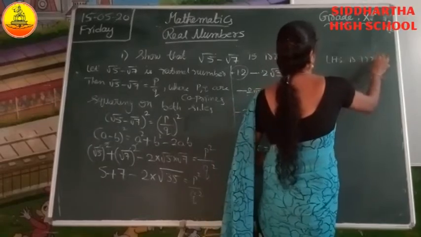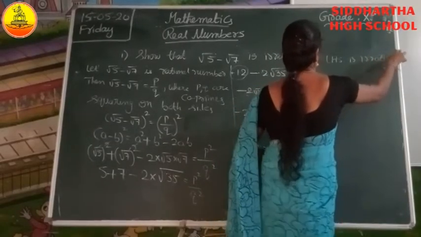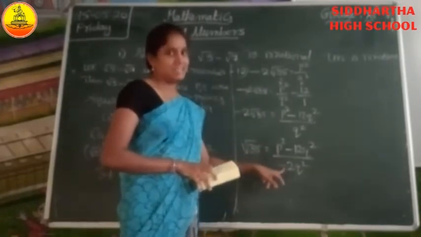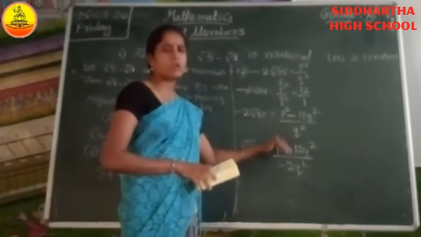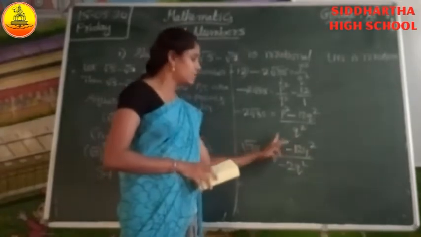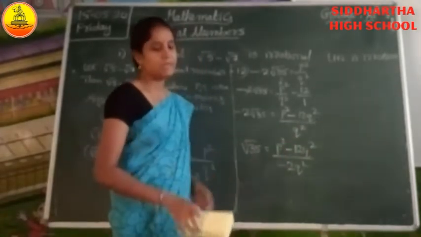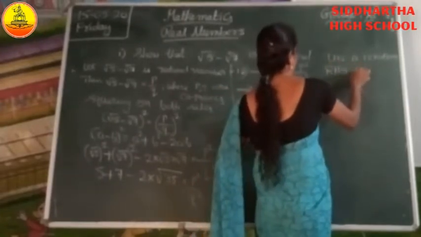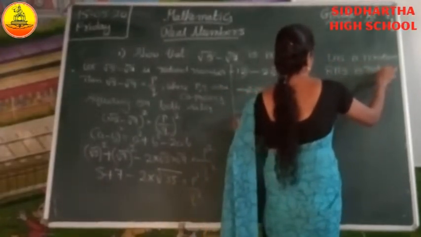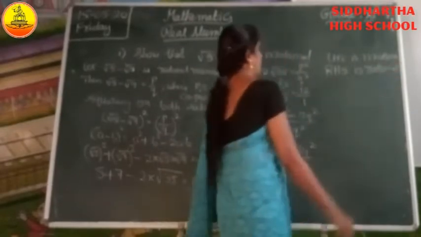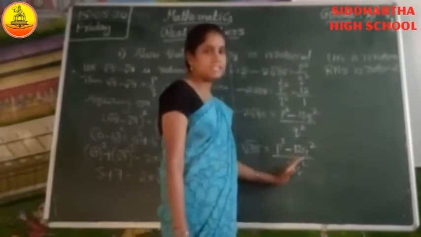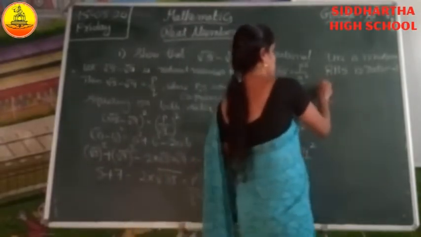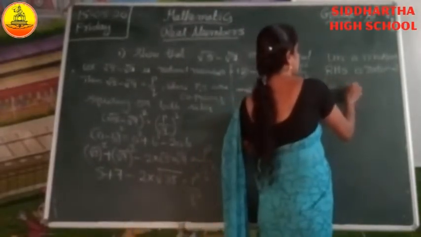LHS is irrational. And you see what is RHS? p and q are integers. Integers means you substitute in the place of p and q any value, again you get the result as a rational number. So RHS is rational. Both are not equal. So what is this? This is a contradiction. It should not be like this.